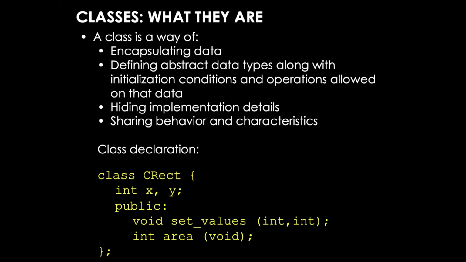Classes provide a means of bundling data and functionality together. These data and functionalities could be methods, properties, or any behaviors that you want to associate with what this data is. So a class just encapsulates all of them, and you can define the initialization conditions and any sort of operations allowed on the data.